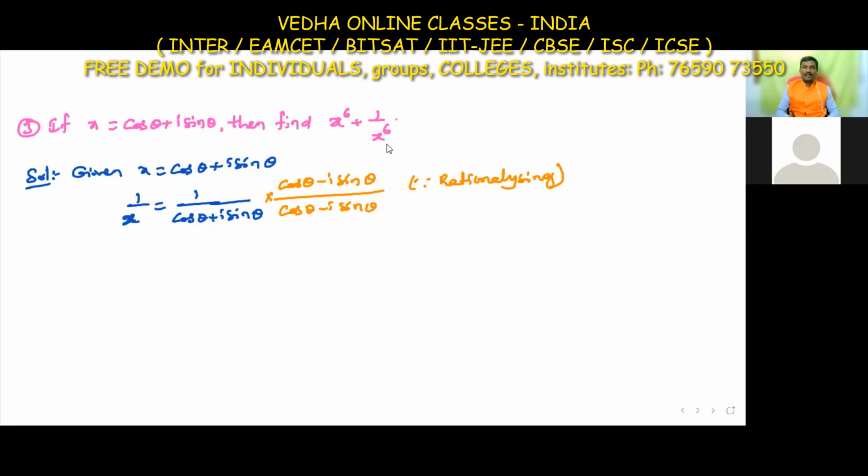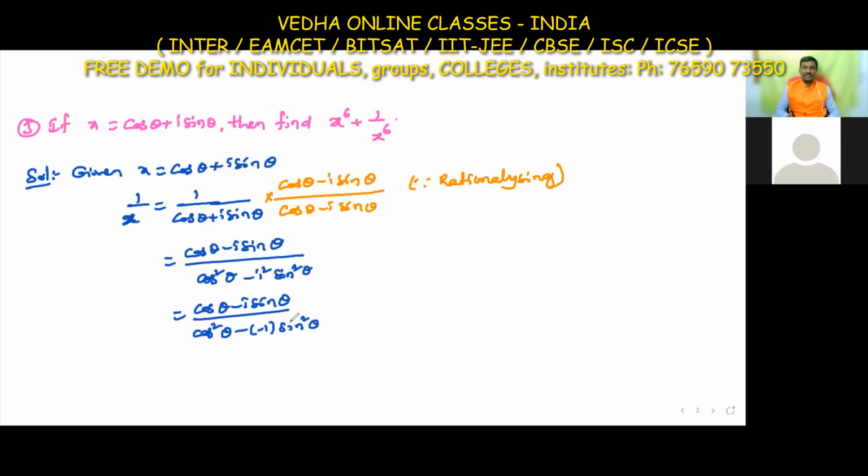Now this equals numerator cos theta minus I sin theta divided by a plus b into a minus b, a square minus b square, cos square theta minus I square sin square theta. So this is cos theta minus I sin theta divided by cos square theta minus I square, value minus 1, into sin square theta. Minus into minus is plus. Sin square theta plus cos square theta is 1, the value is 1. That means this is the 1 by x value.